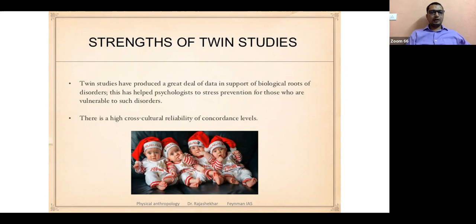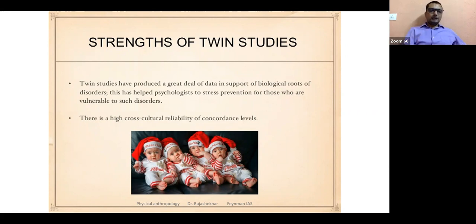This has also helped psychologists to stress prevention for those who are vulnerable to such disorders. And how do you deal with it if they go through depression? What type of steps can we take to manage that problem? So twin studies help us in dealing with a genetic problem or psychological problem, any characteristic for that matter, alcoholism. If the environment is playing a major role, the way you work on it will be different. If it is a role of DNA, maybe you don't have too much to do, but if it is an environmental role, you probably can figure out something to change that behavior.